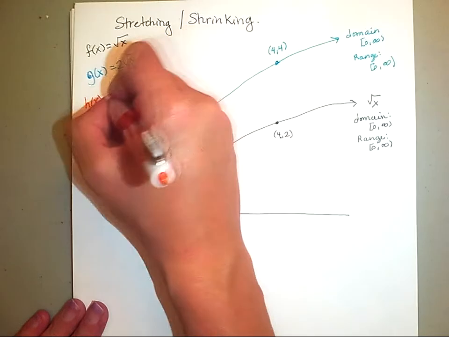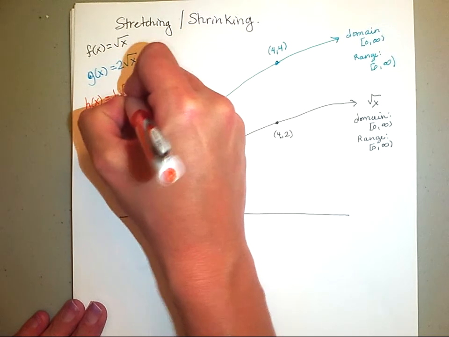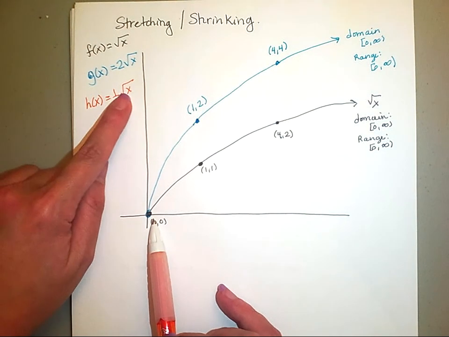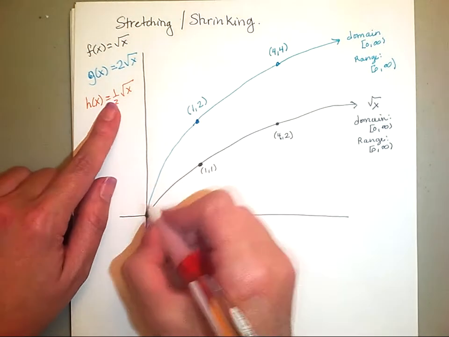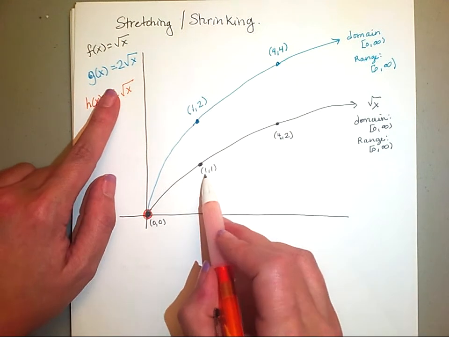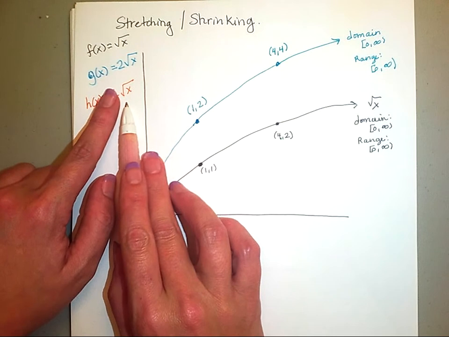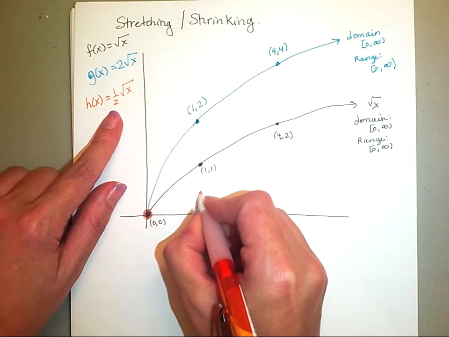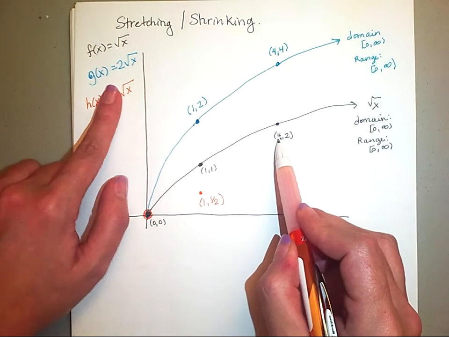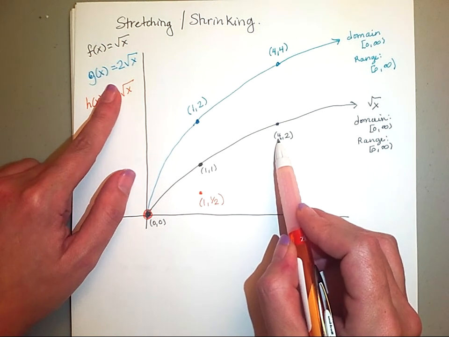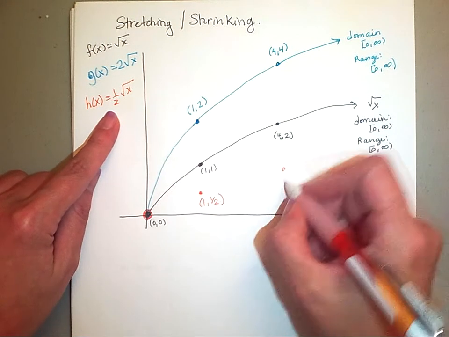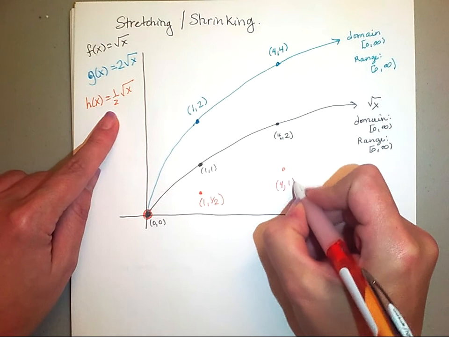If we look on the other hand at h of x, which is equal to 1/2 of the square root of x, when x is 0, we get the square root of 0, which is 0, times 1/2, which is still 0. So they all three meet in this place. At 1, we have the square root of 1, which is 1, times 1/2. So this is down here, 1, comma 1/2. If x is 4, we get the square root of 4, which is 2. 2 times 1/2 is 1. So now we get 4, comma 1.